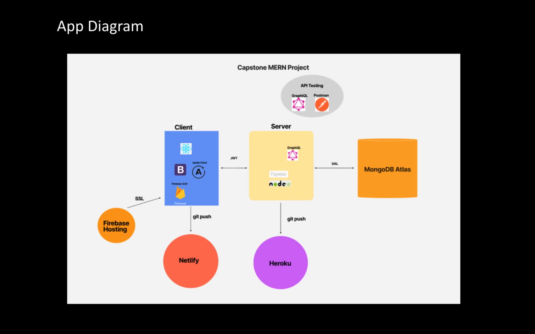This is my app diagram. As you can see, I use different hosting for my front end and back end, along with my database. I use Netlify on the front end, Heroku on the back end. My database uses MongoDB Atlas, which itself is a cloud-hosted database.